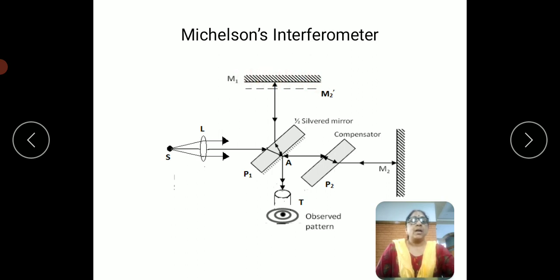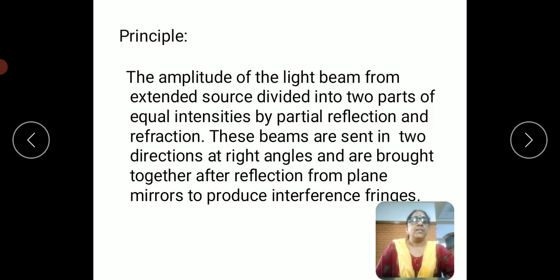If M1 and M2 dash are exactly parallel, meaning M1 and M2 are exactly perpendicular, then we get circular fringes. If M1 and M2 dash are exactly crossed, then it is to be a dark fringe. And if M1 and M2 dash are inclined at some angle, then we get localized fringes. So let us see the different types of fringes.